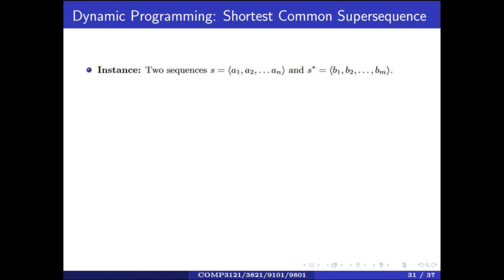So you have two sequences. You want to find a longer sequence so that both sequences are subsequences of the shortest common supersequence, right? So they have to be both subsequences, but the solution has to be as short as possible. How is the longest common subsequence related to this solution? What does the longest common subsequence allow you to do?